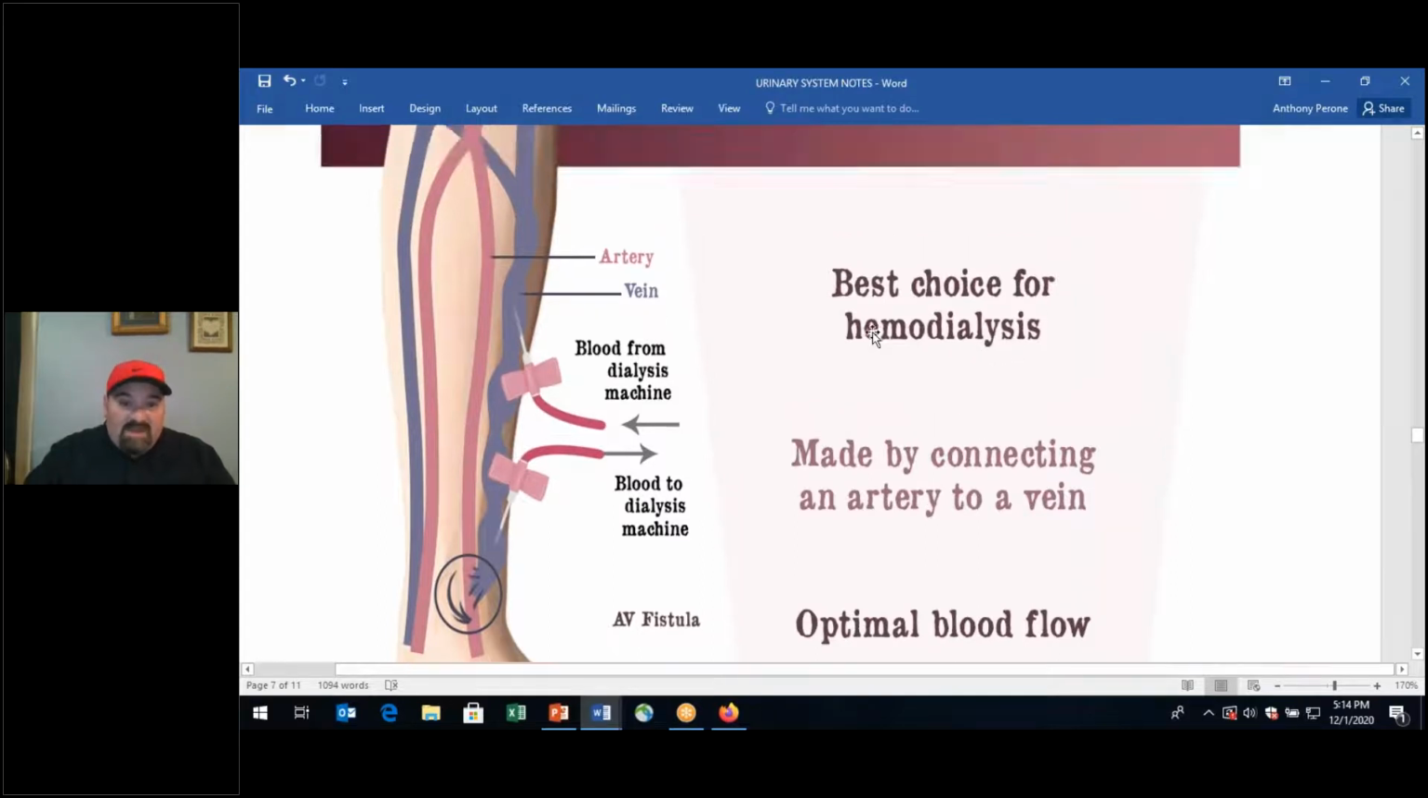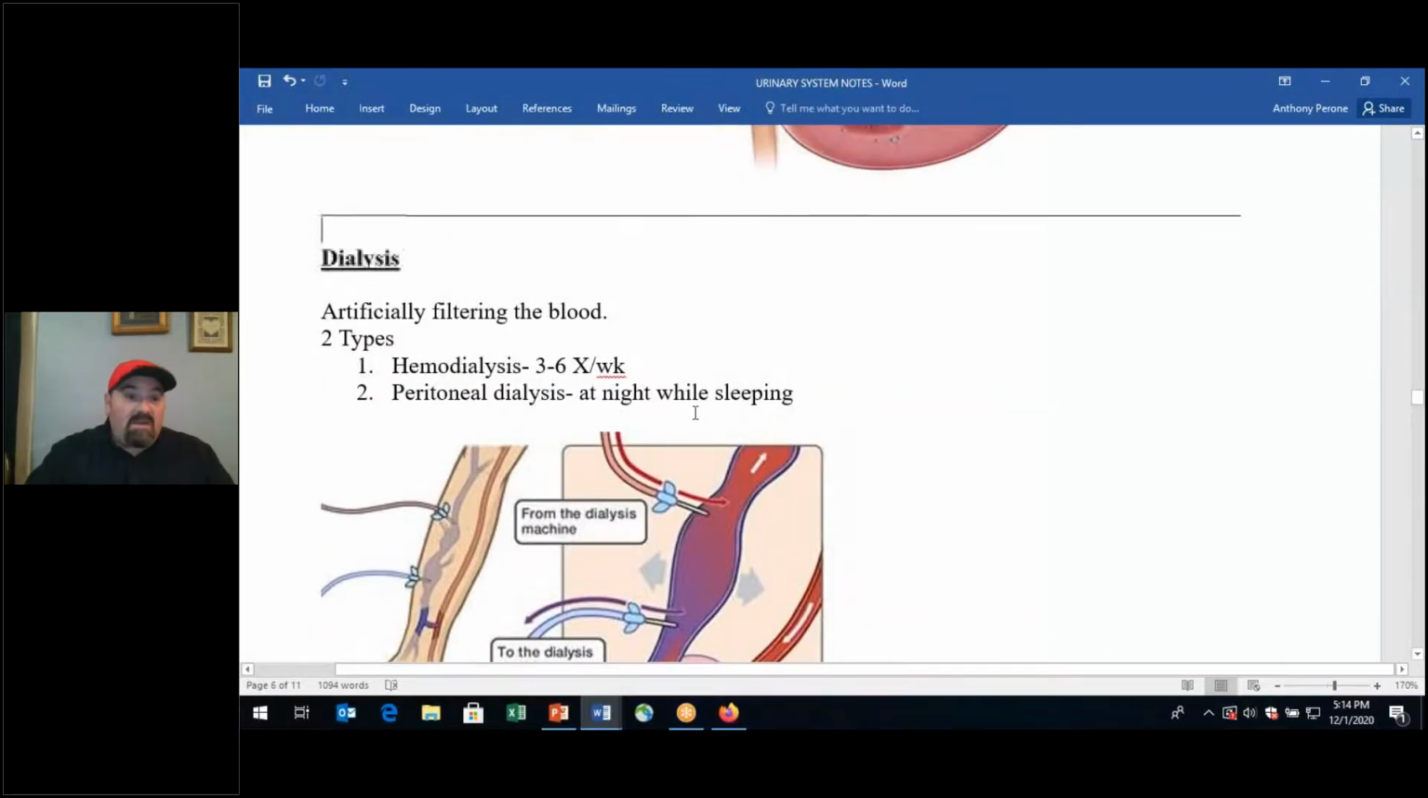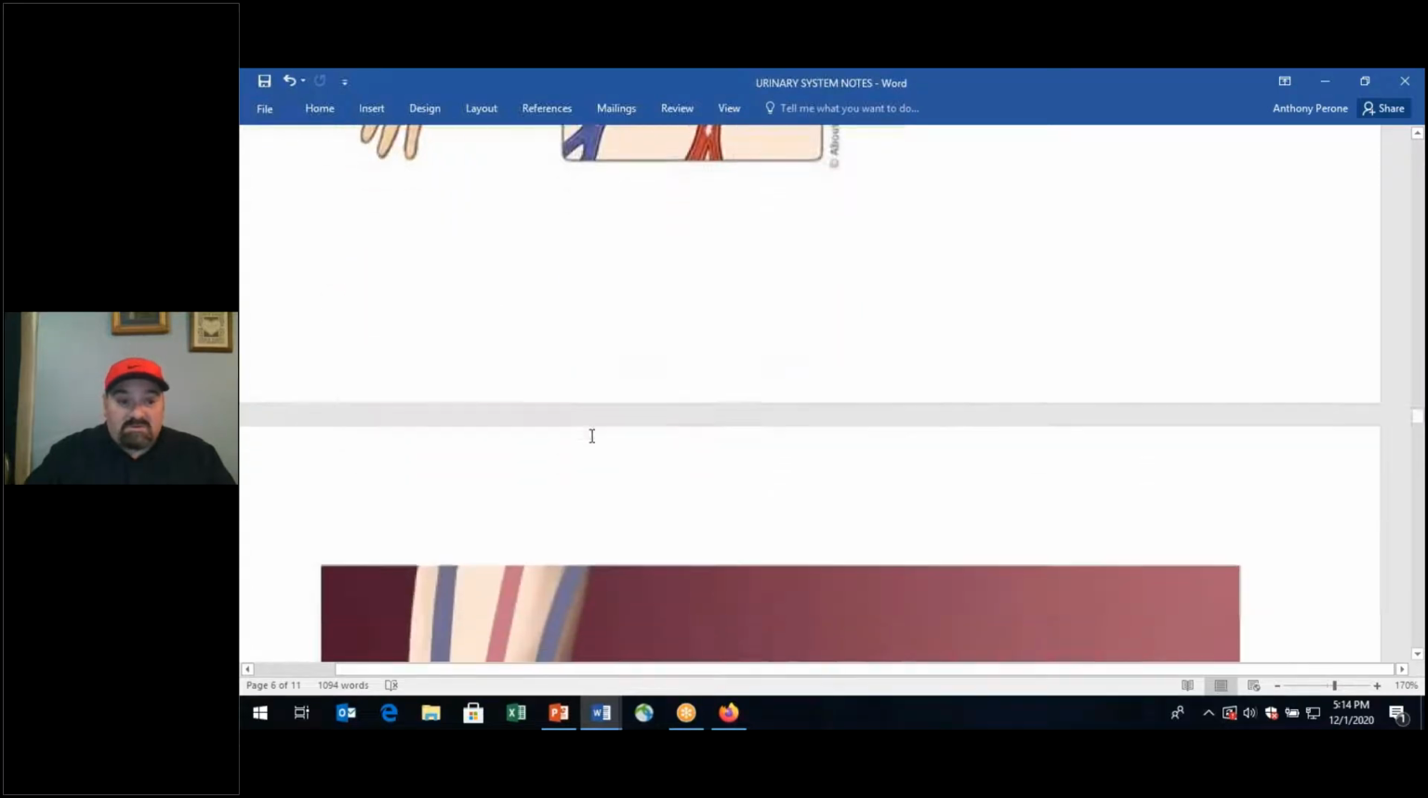This is the best choice for hemodialysis, which takes place at a clinic or hospital, 3 to 6 times per week. Many of the patients I've taken care of over the years who have been on dialysis were doing hemodialysis, and 3 times per week is usually the schedule.